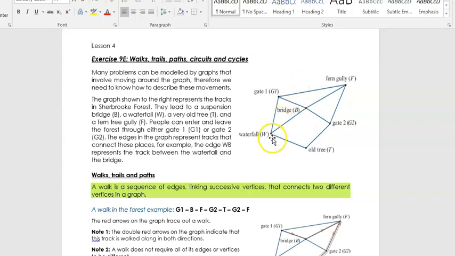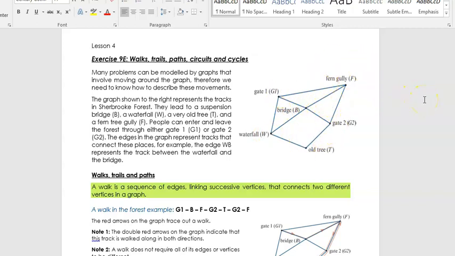There's also a waterfall, an old tree, a fern tree gully, and people can either enter or leave through gate G1 or G2. The edges in the graph represent tracks that connect these places. For example, the edge WB represents a track between the waterfall and the bridge. So it's pretty simple. It's just like a simplified version of a map that you can see within a track.